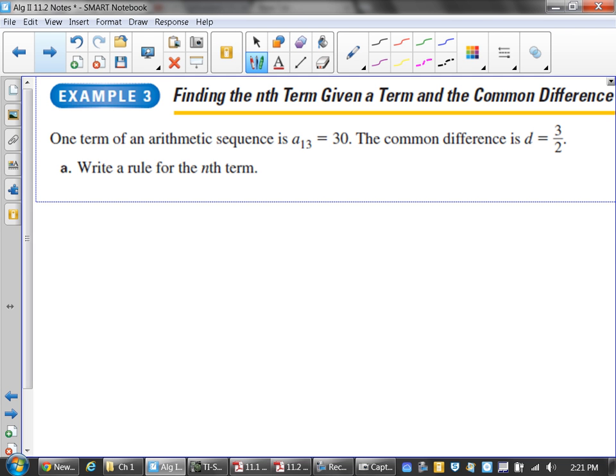Write a rule for the nth term. So if I'm going to write a rule for the nth term, I know that the 13th term in this sequence is 30, and I know the common difference is 3 halves. So, again, I'm going to start by writing out my generic equation: a sub n is the first term plus n minus 1 times my difference.